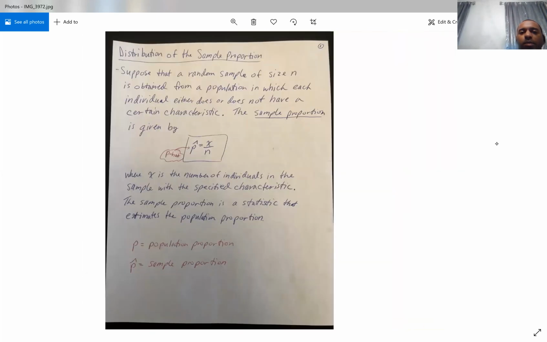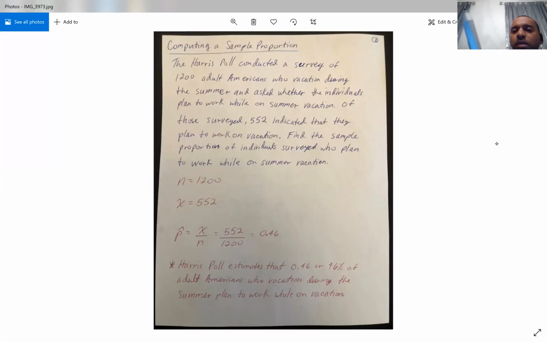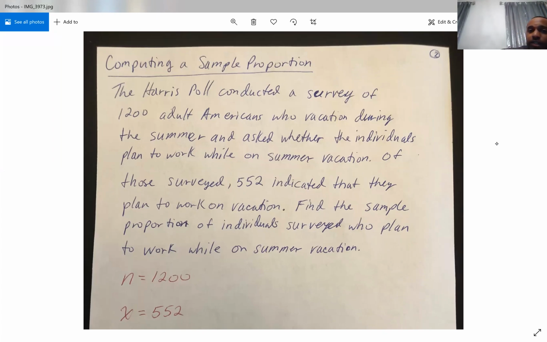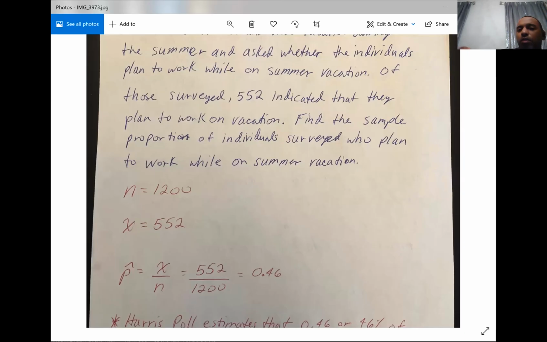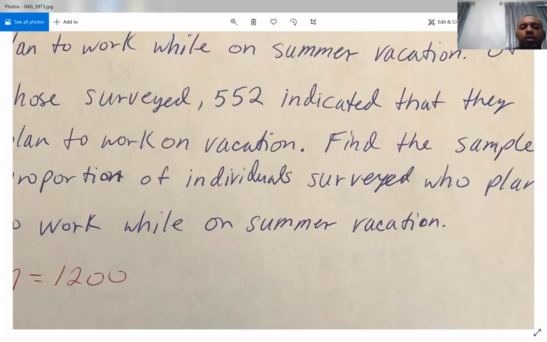Why is it not going for me? There we go. All right, computing a sample proportion. So the Harris poll conducted a survey. Whoa. Okay. There you go.